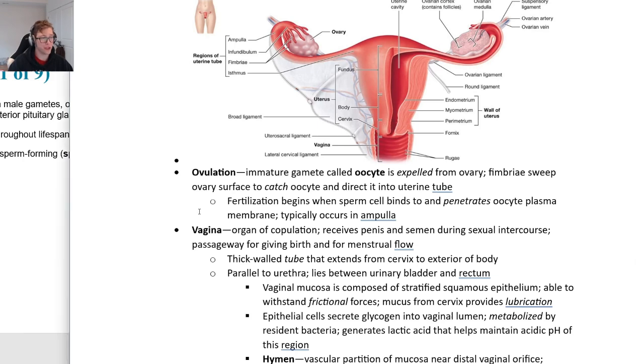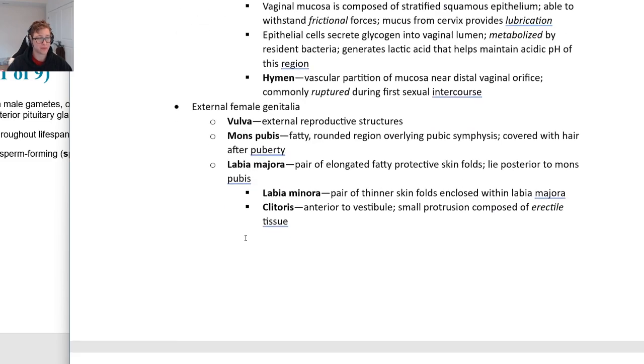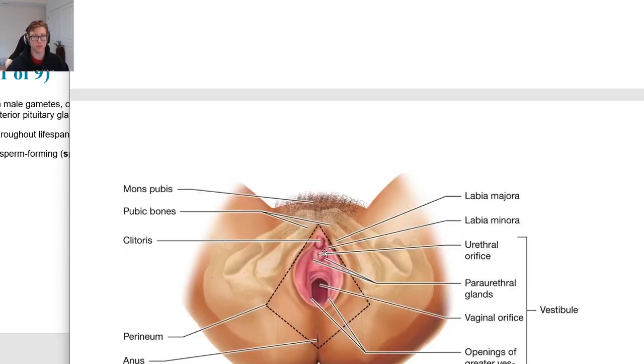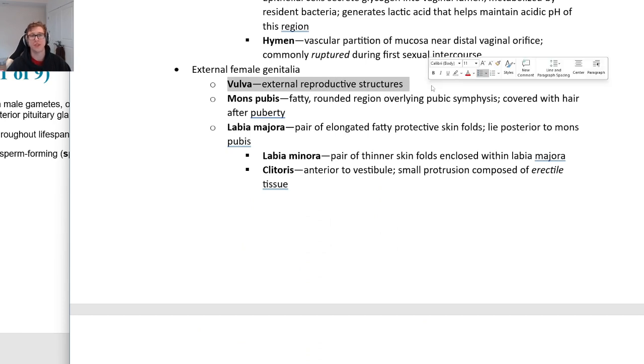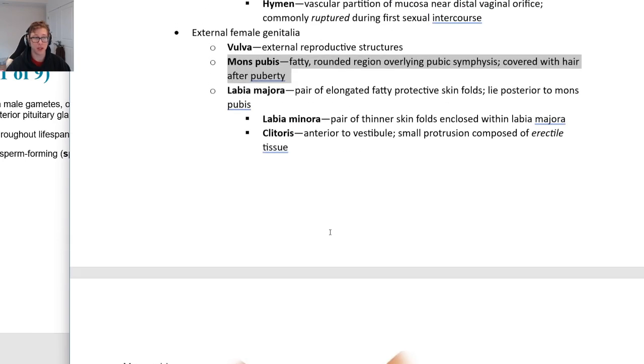All right, so we just finished talking about the internal genitalia for the female reproductive system, and now the external female genitalia. Here is a photo which you are able to study and link the words that I'm saying to the location below. So the vulva is the external reproductive structures, which consist of the mons pubis, the fatty rounded region overlapping the pubic symphysis, covered with hair after puberty, right up here.